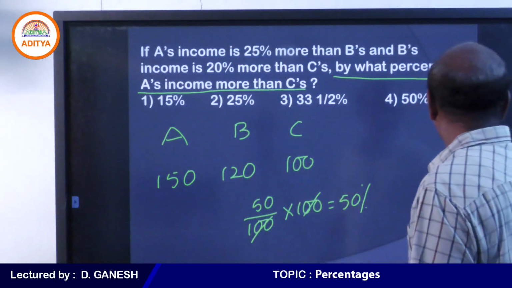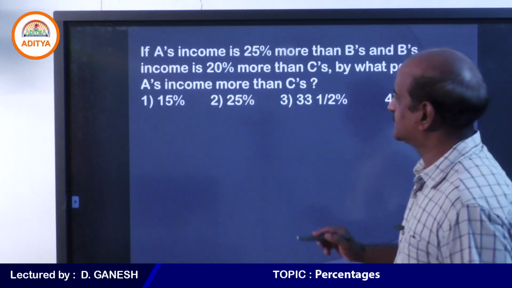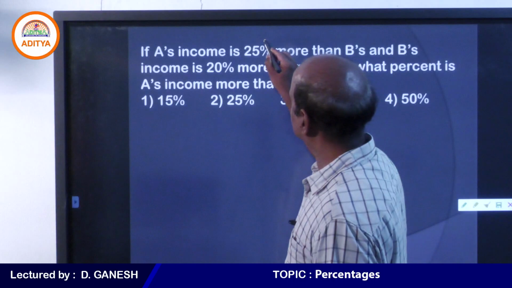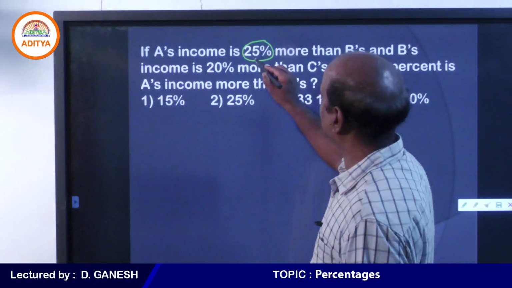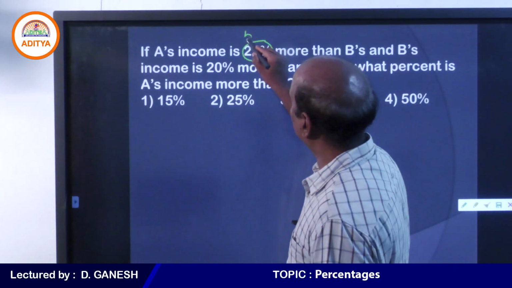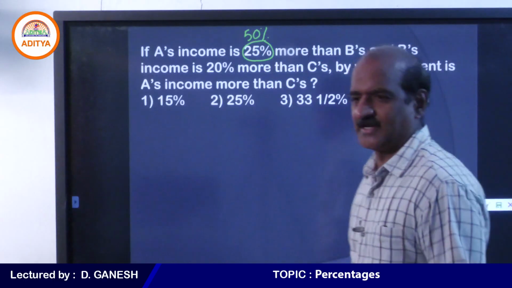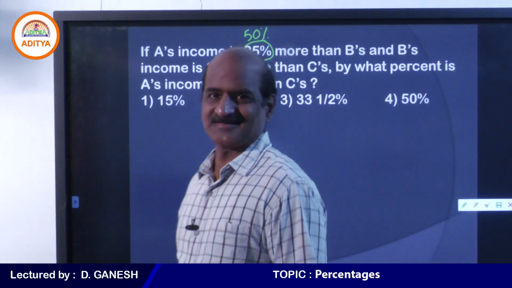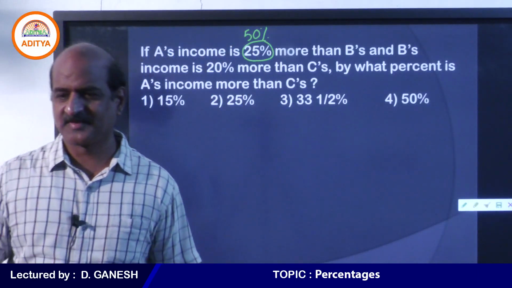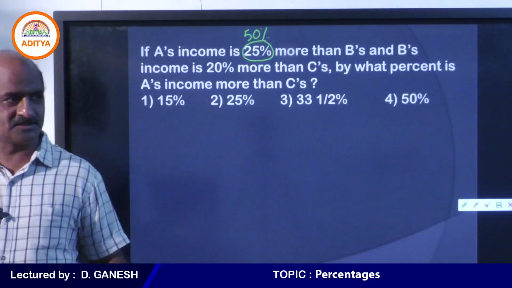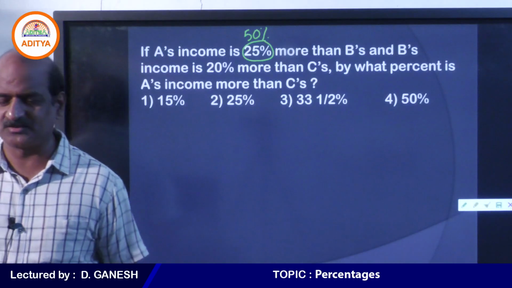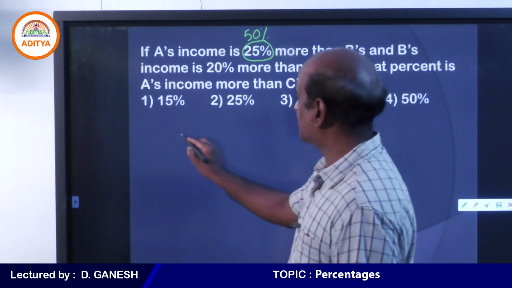Come on students, I want to make some changes in the question. Please answer this. Student, in place of 25, you please take 50% and answer the same question again. Let me know what is your answer. Come on, do it. Take 50%. That is the only change. And you just tell me what is your answer. Students, just let me know this.